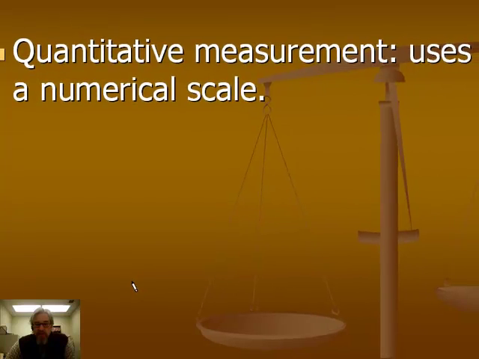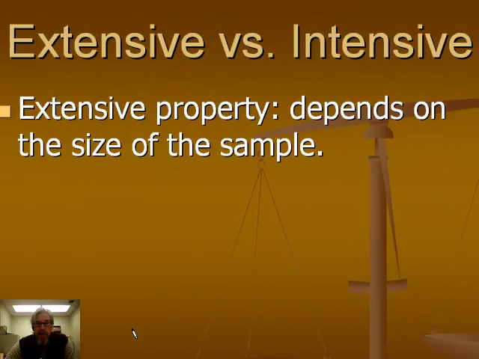A quantitative measurement, which we often use in the sciences, uses a numerical scale to describe a property. Like instead of saying the water is hot, I could say this water is 95 degrees C. Or instead of saying that box is heavy, I could say that box weighs 80 pounds. We're going to focus in this unit on quantitative measurements. The properties that we measure with these quantitative measurements can be divided into two different categories.